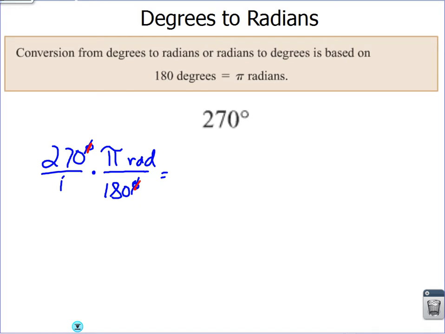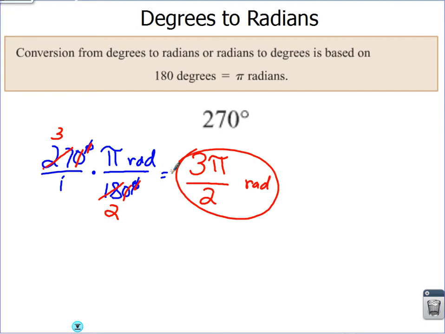What I would do is try to reduce. Cross cancel. 270 and 180. I know I can divide each of those by 10. That gets rid of the zeros. And I can divide each of them by 9, right? Turns this into a 3. Turns this into a 2. So I can leave that on top, 3 pi, over 2 radians. And let's go back and remind you that since pi is 180, 180 divided by 2 is 90. 3 times 90 does give you 270 degrees.